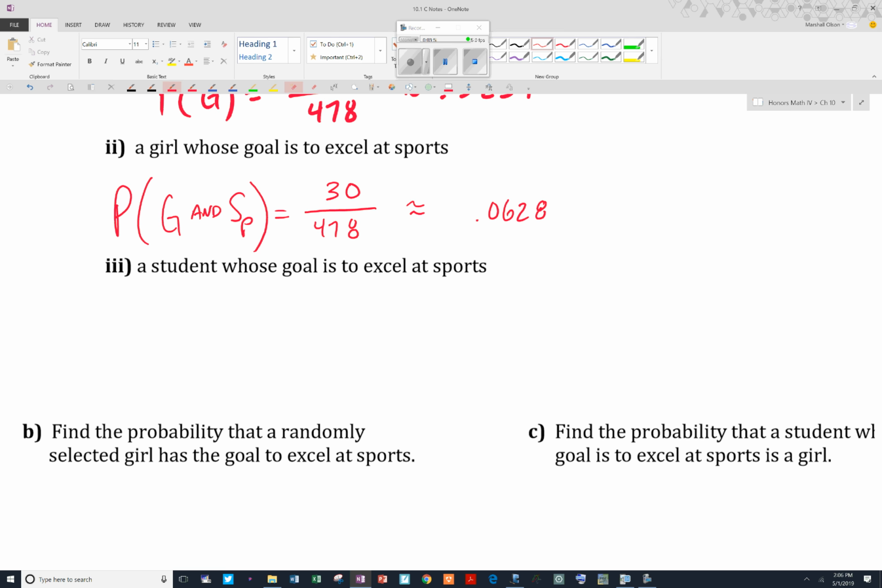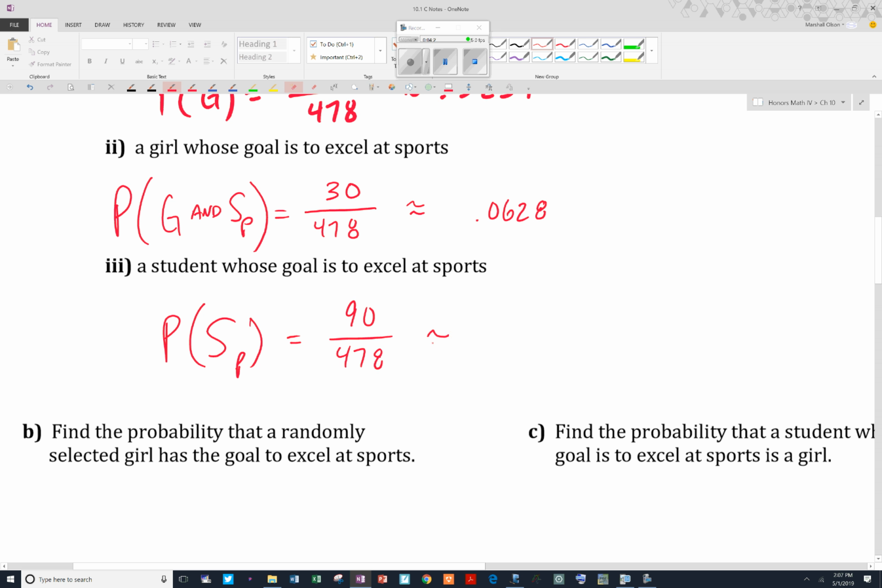Last one here in this set, we are looking for the probability that we randomly select a student and that student has a goal to excel at sports. So it's just their goal is to excel at sports. That's it. So out of the 478 students, I believe there were 90 whose goal was to excel at sports, right? All right.